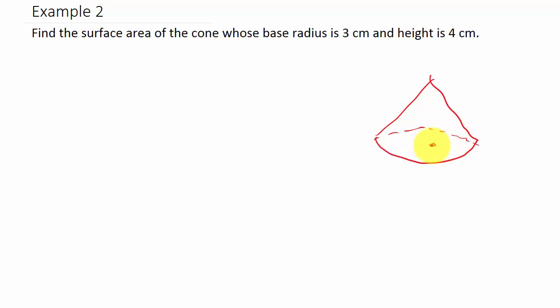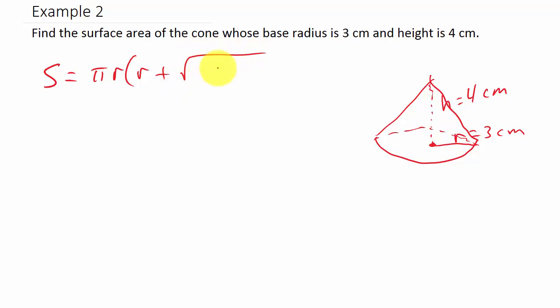All right, so here I have a radius of 3 centimeters. So the radius is 3 centimeters. And notice it says the height. The height of the cone is this distance. And so that's h is 4 centimeters. So I'm going to use the other formula that has the h in it. So that is S equals pi r times r plus the square root of h squared plus r squared.